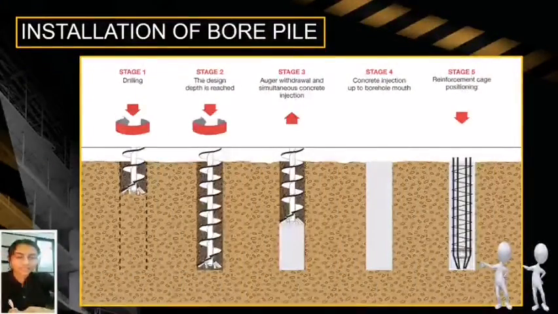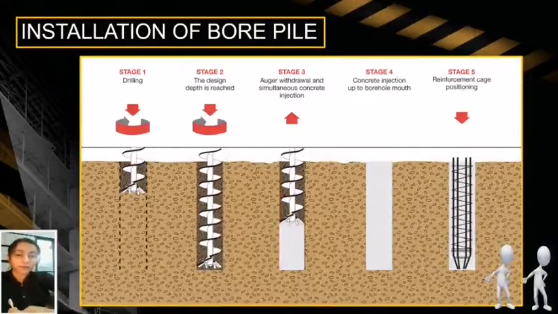Borehole installation. Stage 1, drilling. The borehole will be drilled by using a bucket or auger, which will be driven by a vibrating hammer, twisting into the hole. Stage 2, the rotation of the auger will stop when the design depth is reached. Stage 3, the auger will be withdrawn and immediately concrete will start filling up into the hole.